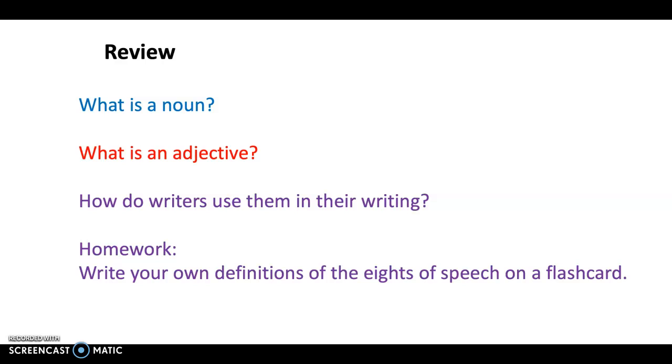Your homework is to write down the definitions of the 8 parts of speech on a flashcard. You can use Quizlet, or you can make your own flashcards if you haven't done so already. Remember to pause this video as you go along to complete the tasks, and then to get in contact with me, your teacher, if you have any questions.